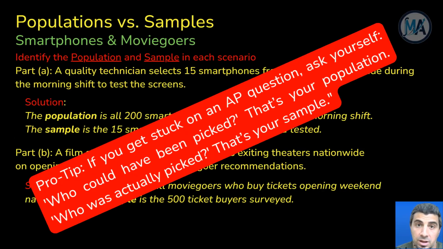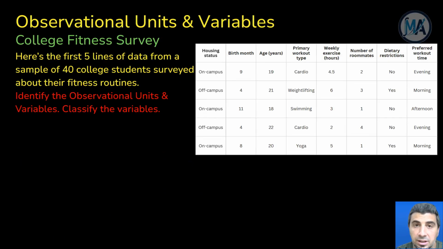Now, pro tip, if you get stuck on an AP question, ask yourself, who could have been picked? That's the population. Who was actually picked? That's your sample. Now, for our third example, let's look at how data is organized in a table. Here are the first 5 lines of data from a sample of 40 college students surveyed about their fitness routine.